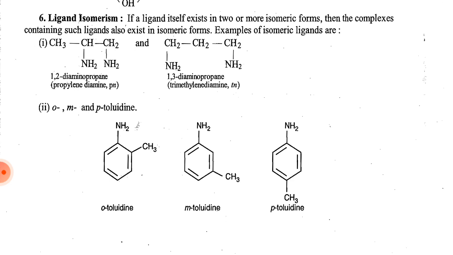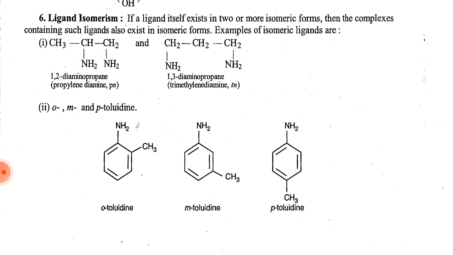Here is a ligand CH3CH(NH2)CH2NH2, where both the CH and CH2 are bonded to NH2: 1,2-diaminopropane, propylenediamine (pn). And NH2CH2CH2CH2NH2, where both CH2 groups are bonded to NH2: 1,3-diaminopropane, trimethylenediamine (tn). Both have the same formula and composition, but the arrangement of atoms is different, so this ligand can form more than two isomers.